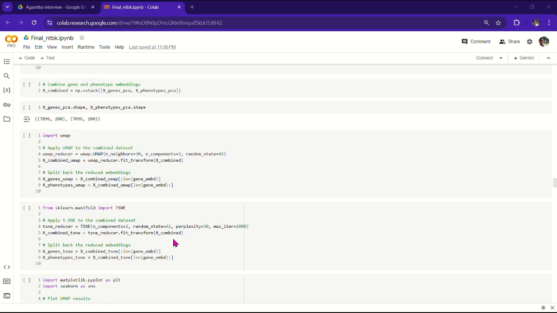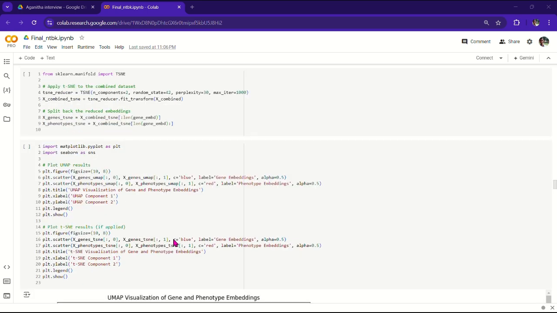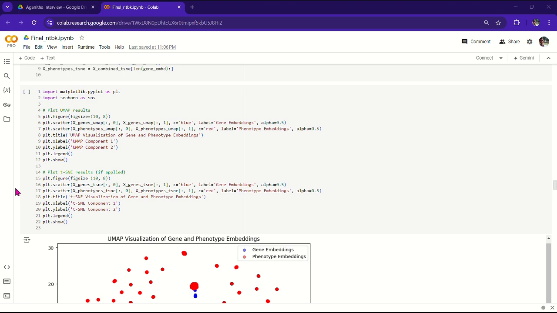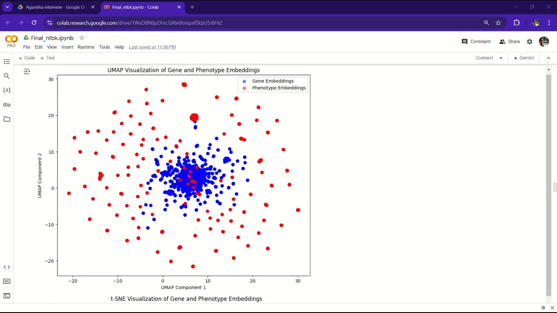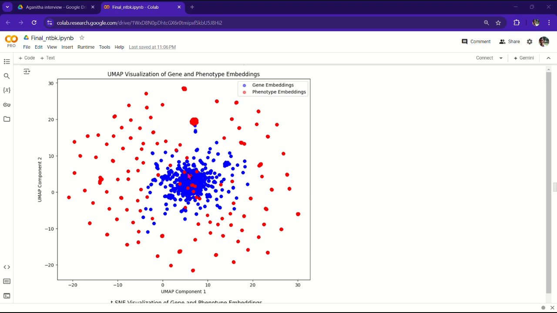After applying this, I performed UMAP and t-SNE, and then plotted graphs for phenotype and gene embedding. After plotting, we can clearly see that the gene embeddings and the phenotype embeddings are overlapping with each other. This overlap between gene and phenotype embedding suggests that certain genes might be linked to specific phenotypic traits, and this could be a starting point for further investigation into gene-phenotype relationships. The distribution of phenotype embeddings indicates greater diversity in phenotype traits, because the phenotype embeddings are scattered everywhere, but we can see the gene embeddings are clustered in the center.